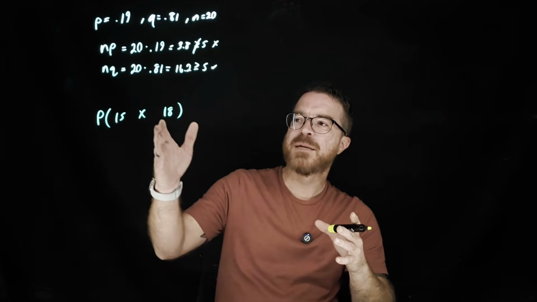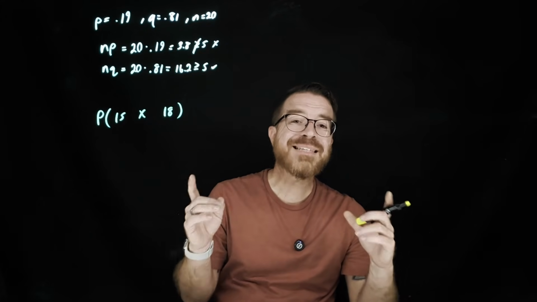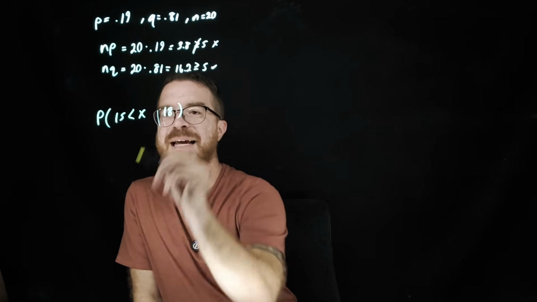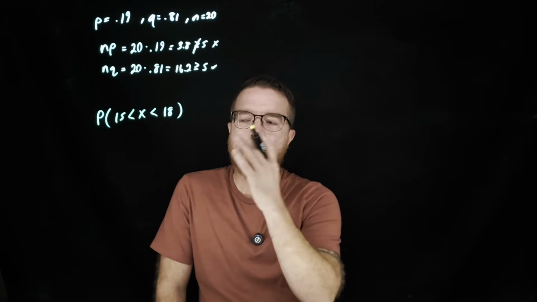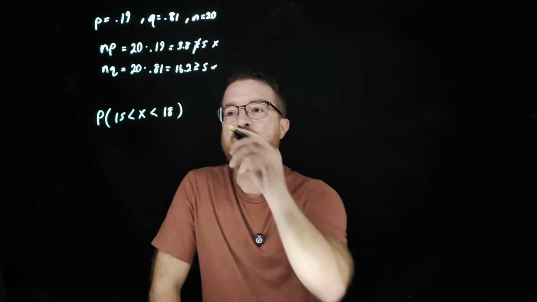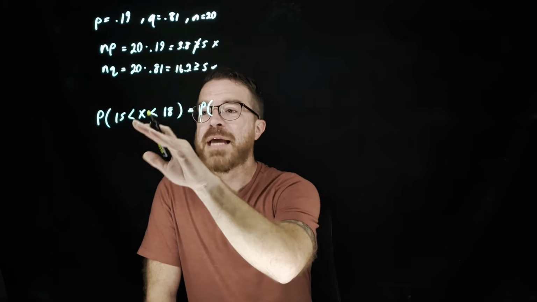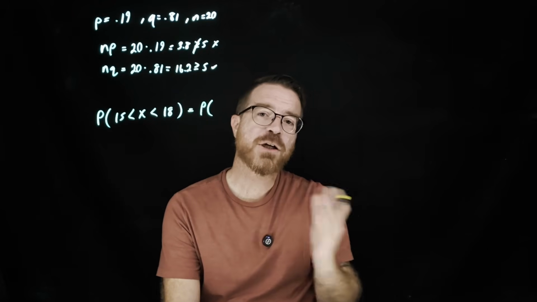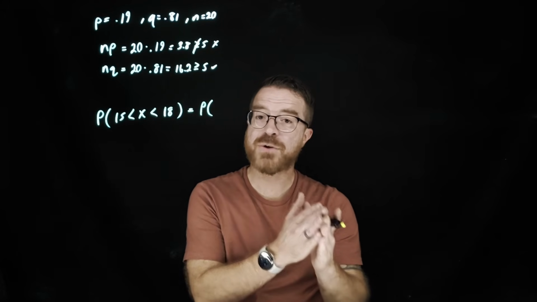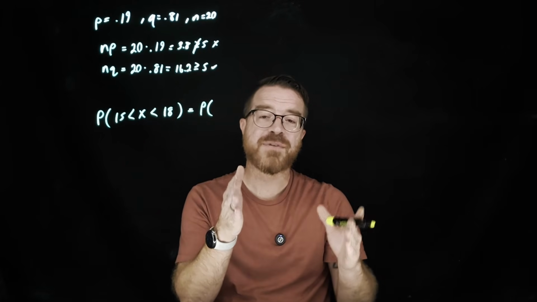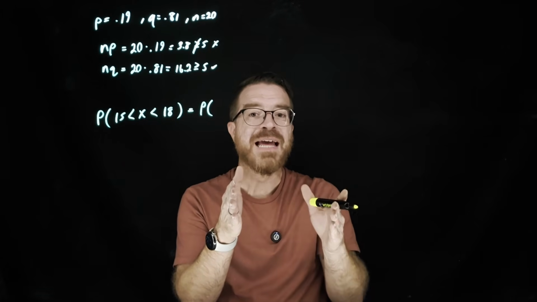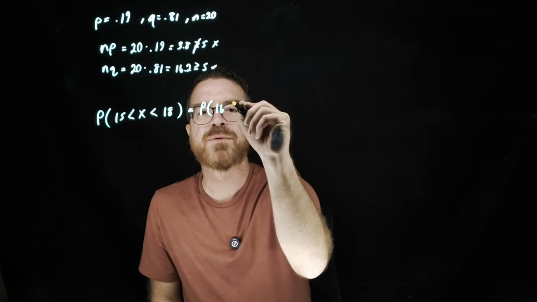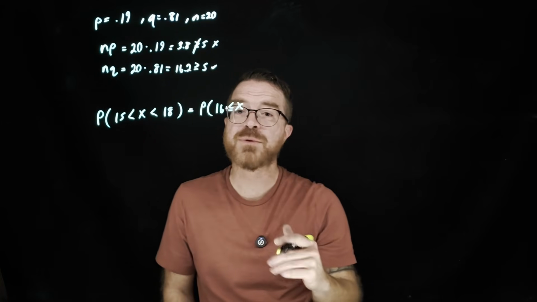Now the question is, is it going to be less than or equal to? Well, because it says between and it doesn't indicate that it's included, this is going to be 15 is less than X is less than 18. And our binomial data is discrete data. So when we say X is greater than 15, that means everything that is more than 15, but not including 15. Remember, for discrete data, there's nothing between 15 and 16. So everything more than 15 means it's going to be everything greater than or equal to 16.